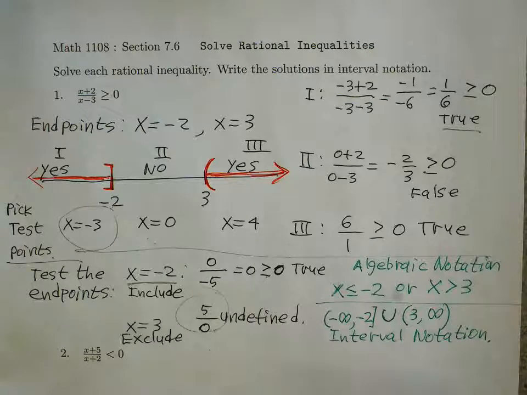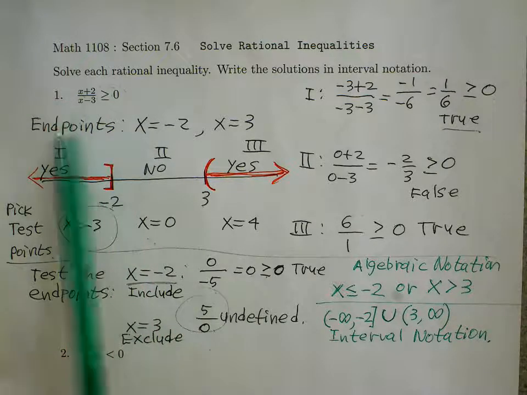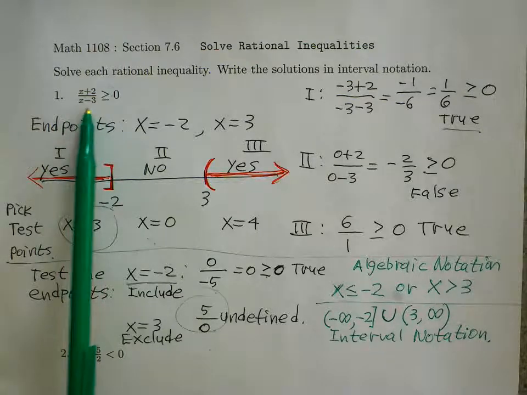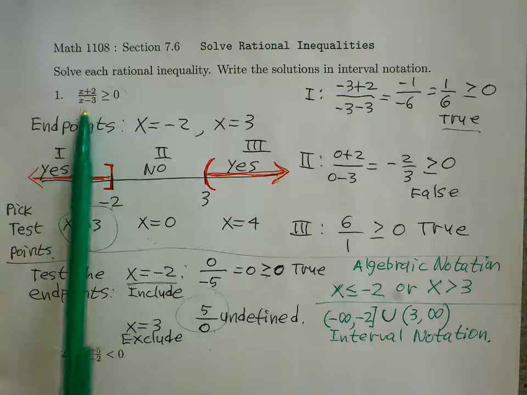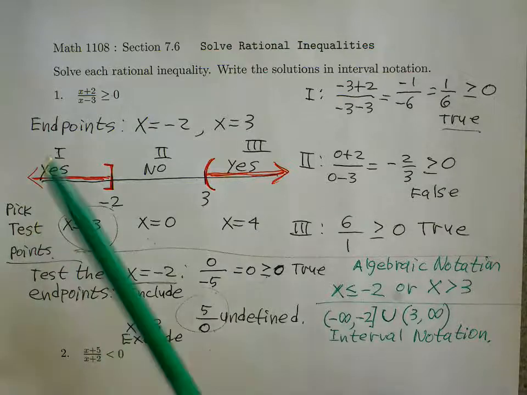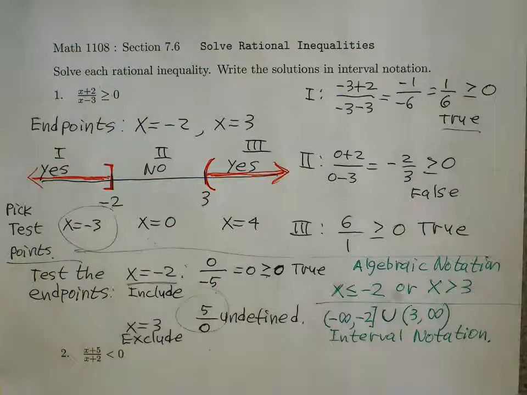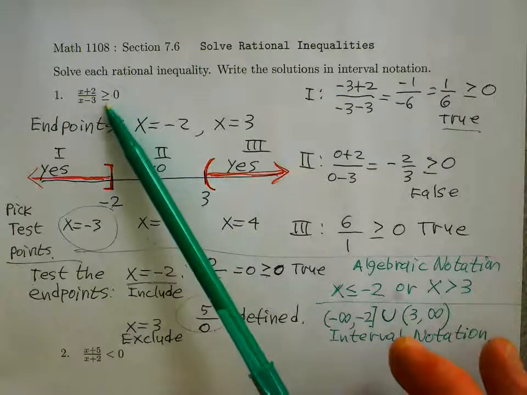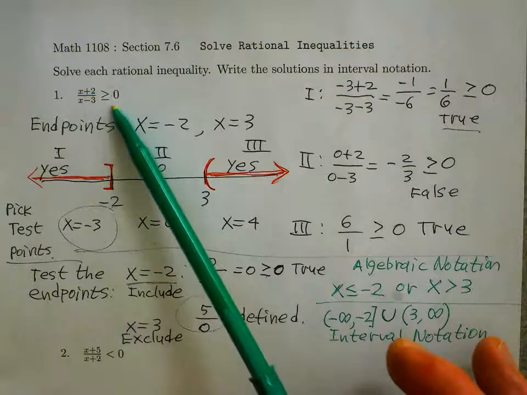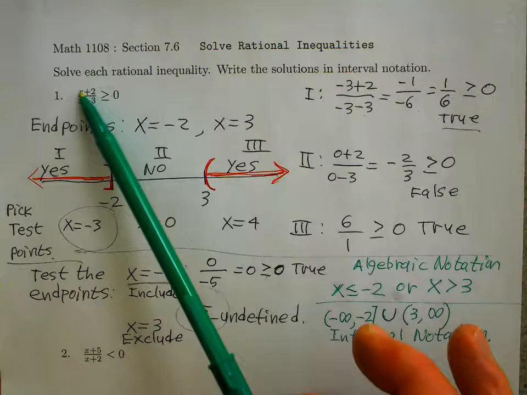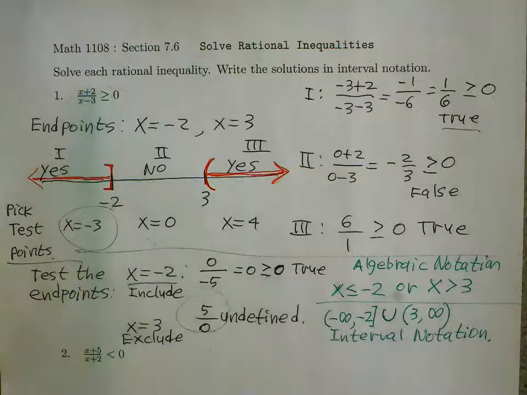Okay, one thing to remember about rational inequalities: an x value that makes the denominator 0 is never, ever part of the solution set. The x value that makes the numerator 0 may or may not be part of the solution set. It depends on what kind of inequality we have. Since this one is greater than or equal to 0, we do include the endpoint that comes from the numerator.